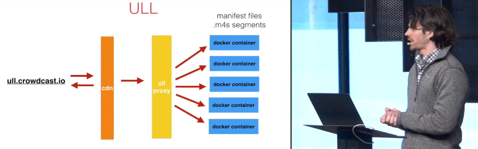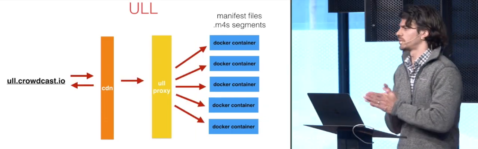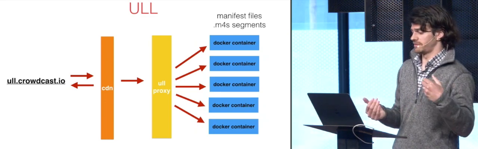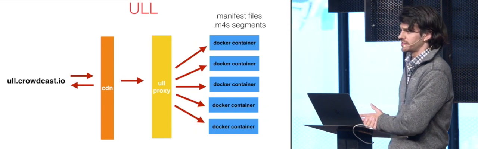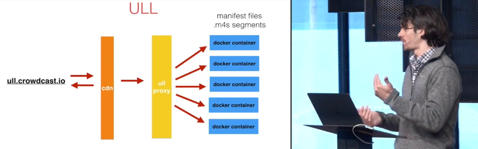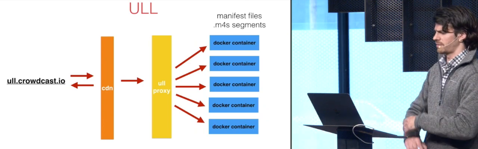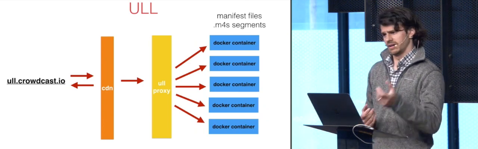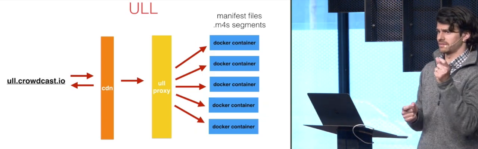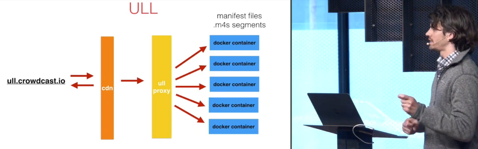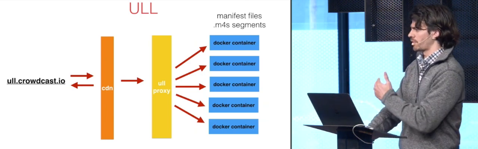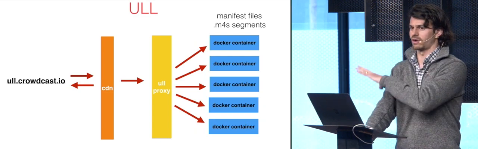So the solution we came up with is we basically have to have one layer in between, which we call the ULL proxy. So the ULL proxy is the origin for the CDN. When the CDN has a cache miss, it's going to request it from the ULL proxy, and that proxy server is just a little bit of code which, based on a unique ID in the actual URL path, can take that ID, map that ID to the right host, and then it'll know which Docker container it needs to route the request to. And those Docker containers are all running on different hosts.